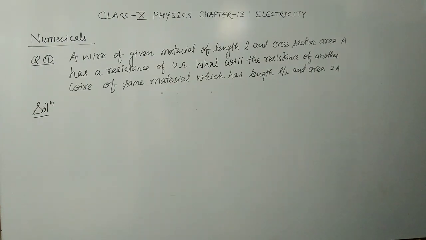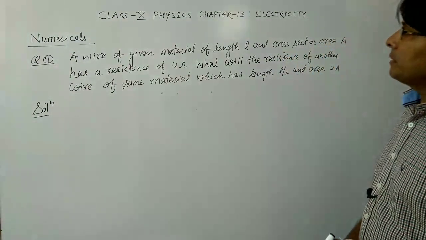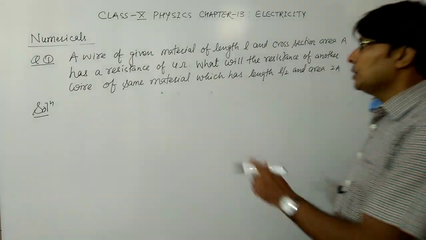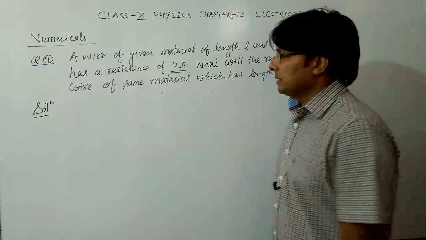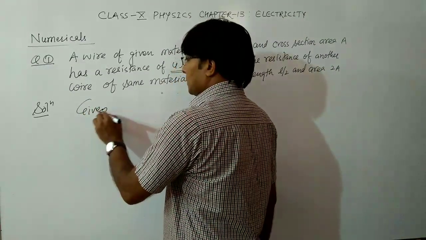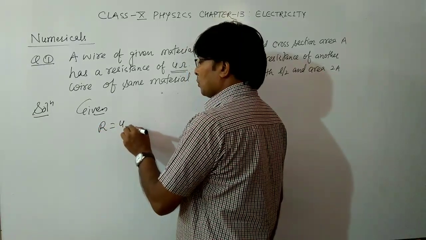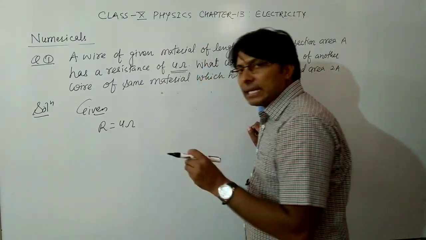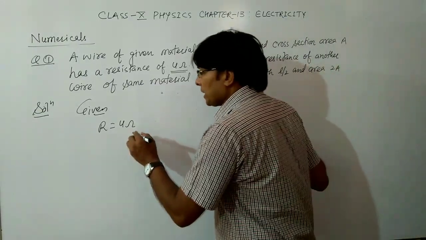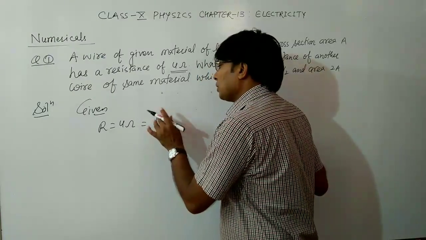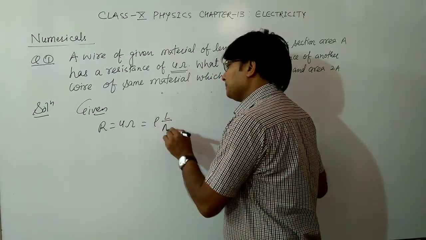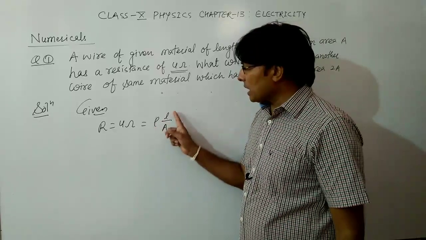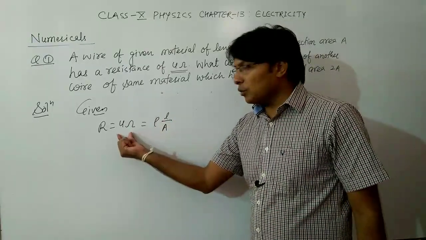This is the first question I have taken from NCERT. A wire of given material of length L and cross section area A has a resistance of 4 ohm. So this we have been provided, the resistance of the wire is 4 ohm, and the length and cross section area are also given. Length is L and cross section area is A. So we can write it as rho L upon A, and the value of this rho L upon A has been given, that is 4 ohm.